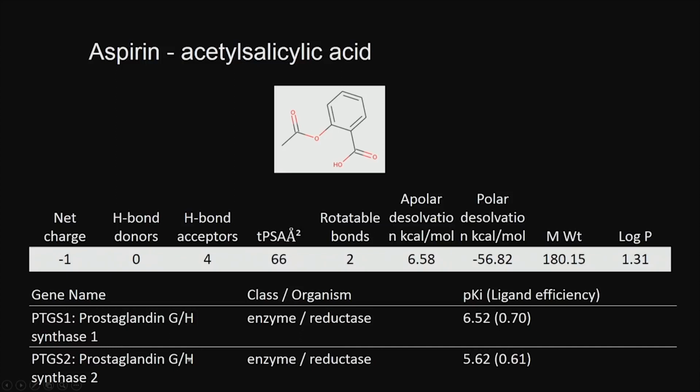Some of the targets for aspirin are prostaglandin synthase 1 and prostaglandin synthase 2. These are called cyclooxygenase 1 and cyclooxygenase 2. These enzymes are reductase type of enzymes. This gives you the ligand efficiency, and these are some properties of this particular molecule.